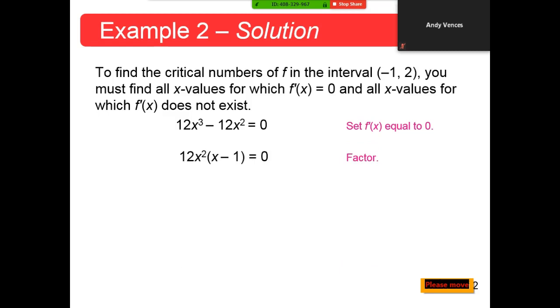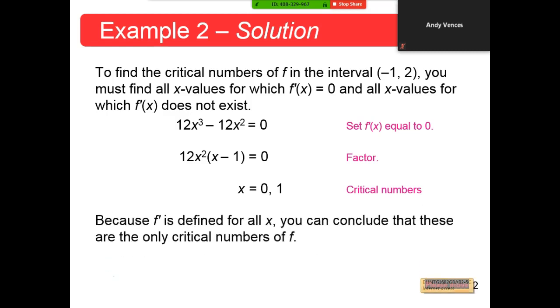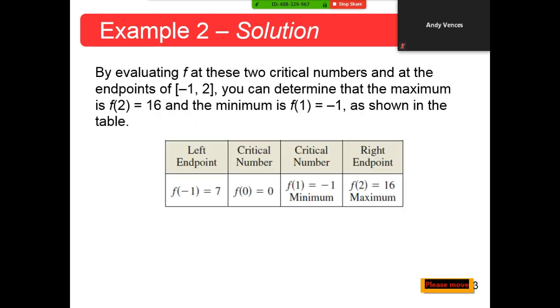Factor first, 12x squared times x minus 1. The first factor gives you x equals 0. The second factor gives you x equals 1. Those are all the critical numbers. So evaluate the function, not the derivative, at each of those critical numbers. Because f prime is defined for all values of x for polynomials, you can conclude those are the only critical numbers of f. We already concluded that. So, evaluate each of those. They like to do them in little boxes, so do them in little boxes if you want to.